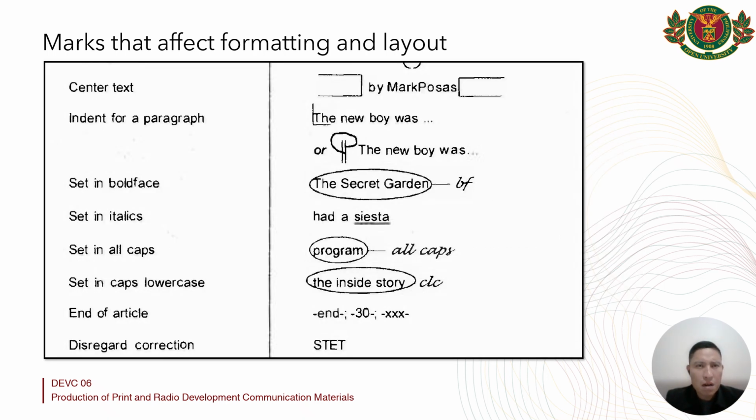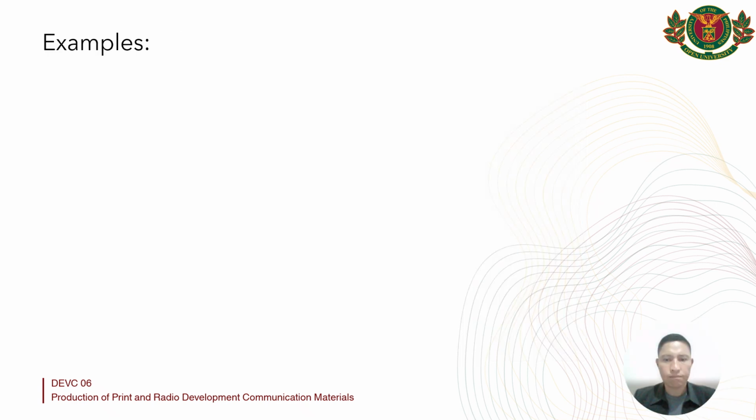And lastly, these marks affect formatting and layout. The examples are center text, indent for a paragraph, set in boldface, set in italics, set in all caps, set in caps and lowercase, end of article, and disregard correction. Let's take a look at some examples.